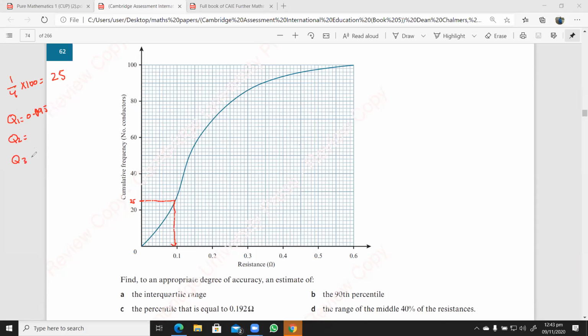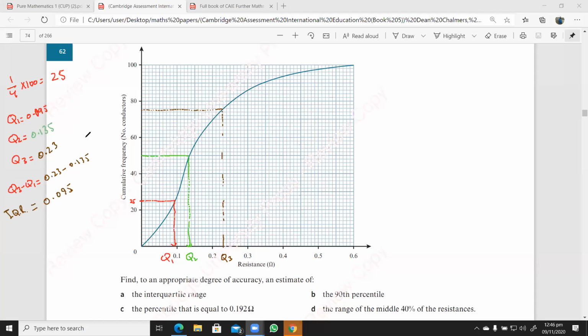If you have the book, you can try this from the book as well. I'll give you time to find this lower quartile, upper quartile, median, and then find this interquartile range. Please find that. I'm giving you 5 minutes for this.